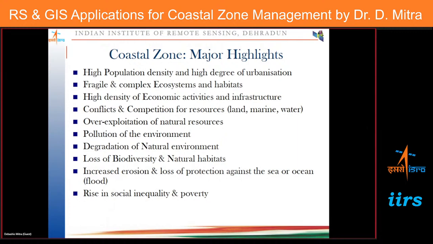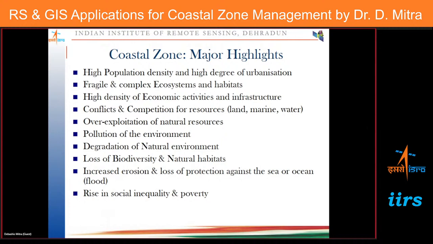And that is why there are a lot of conflicts. Whenever there are n number of activities, conflicts will be more. Competition will be more for the resources. Resources in the sense of land resources, marine resources, water resources. Lots of people want to use those resources for their own benefit, so there is a conflict. Finally, it will give you over exploitation of the natural resources, and because of the over exploitation, the ecology is going to be destroyed in times to come.